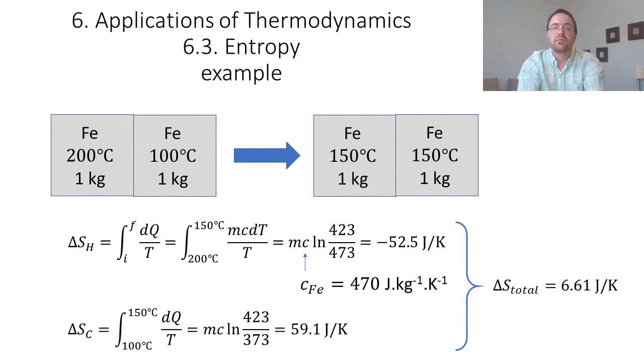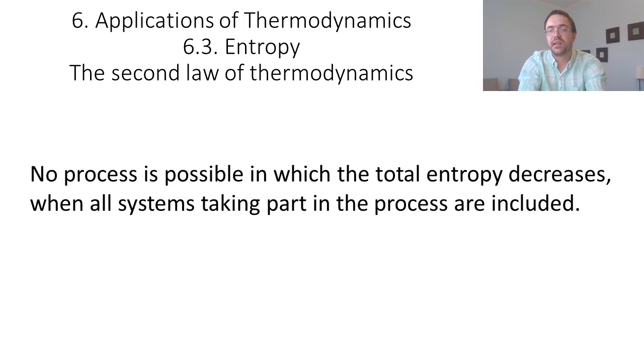And so let's mention here the relation between the entropy that we just introduced in this video and the second law of thermodynamics. One version of the second law of thermodynamics is simply that no process is possible in which the total entropy decreases when all systems taking part in the process are included. So in the two previous examples, the free expansion or the heat exchange, the reverse process is not possible because the entropy would decrease.